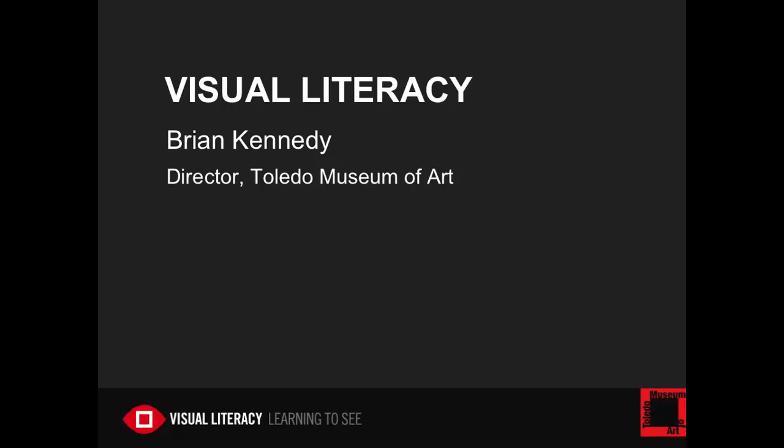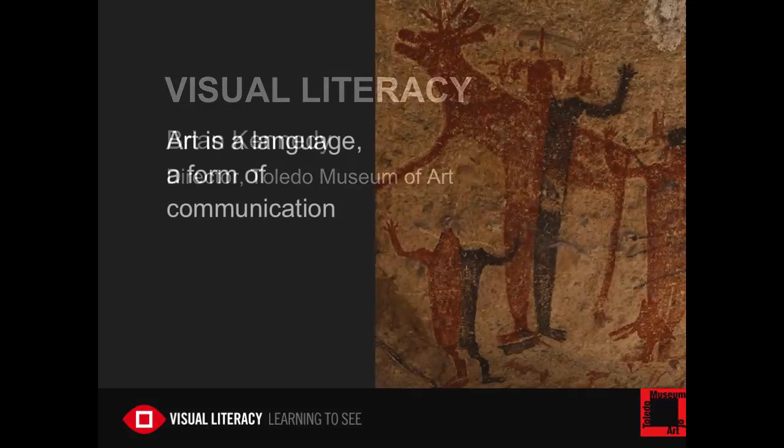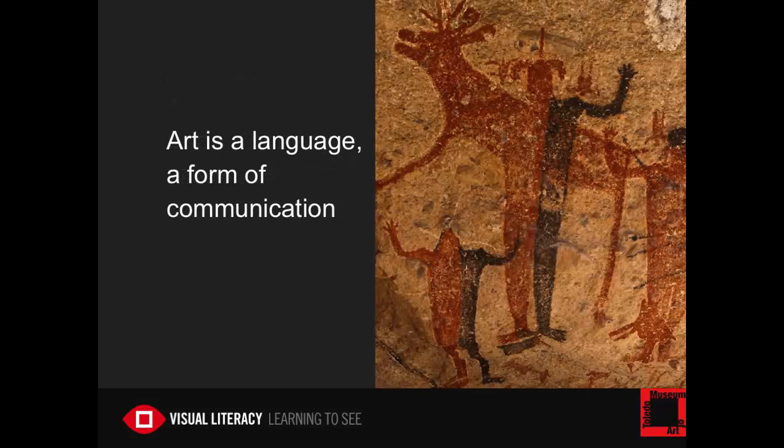So what is visual literacy? Well, art museums can teach a lot about it because art is a language. It's a form of communication. So to be visually literate, you've got to know the alphabet and the vocabulary and the grammar of seeing.